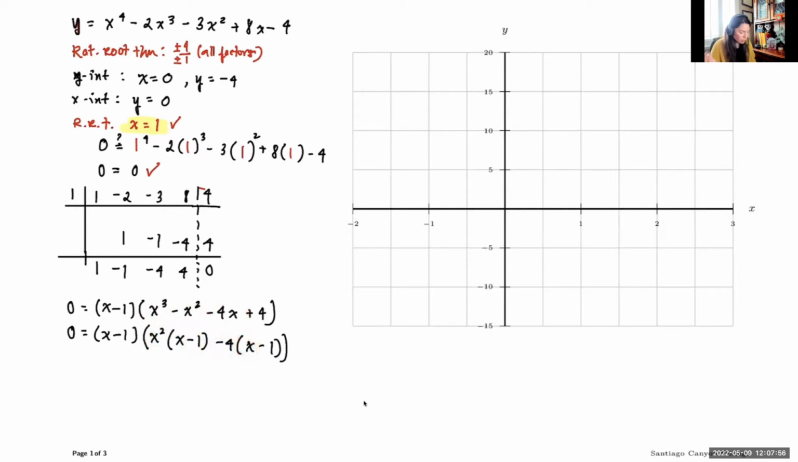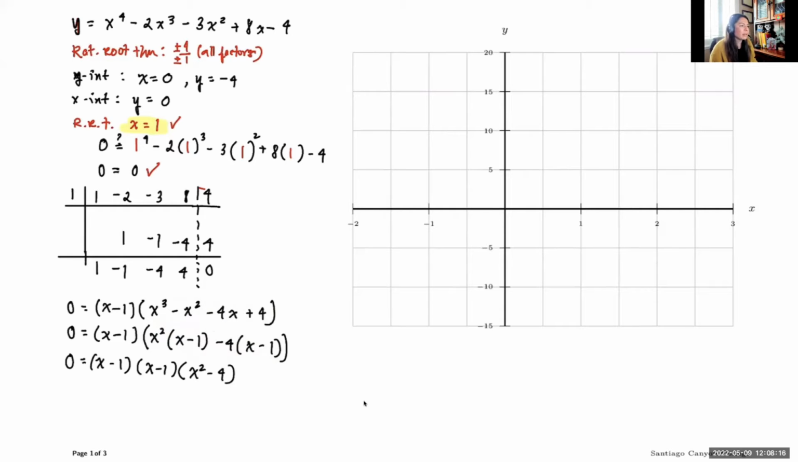And then this is the one where students usually get tricky. It's minus 4 times minus 1 gives you back the +4. And again, we want to take out the -4 so we can get a common factor. And this factors out really nicely. So now I have x minus 1 times another x minus 1 times x squared minus 4.